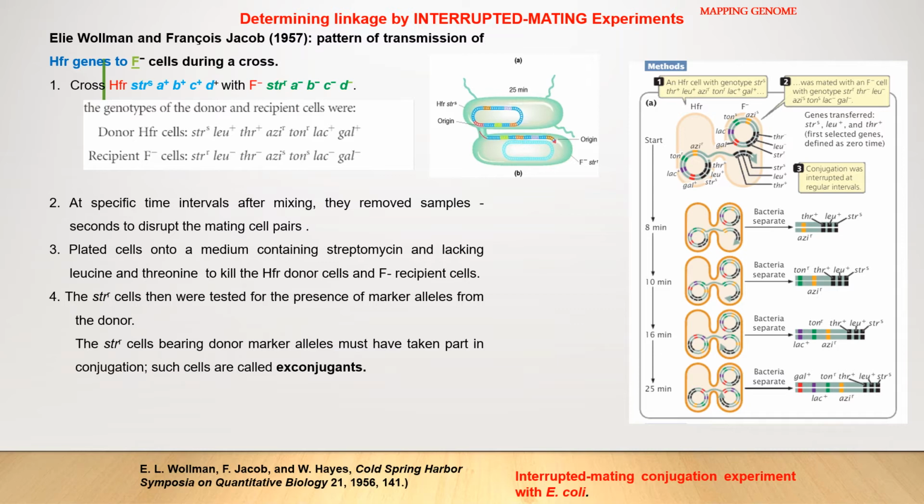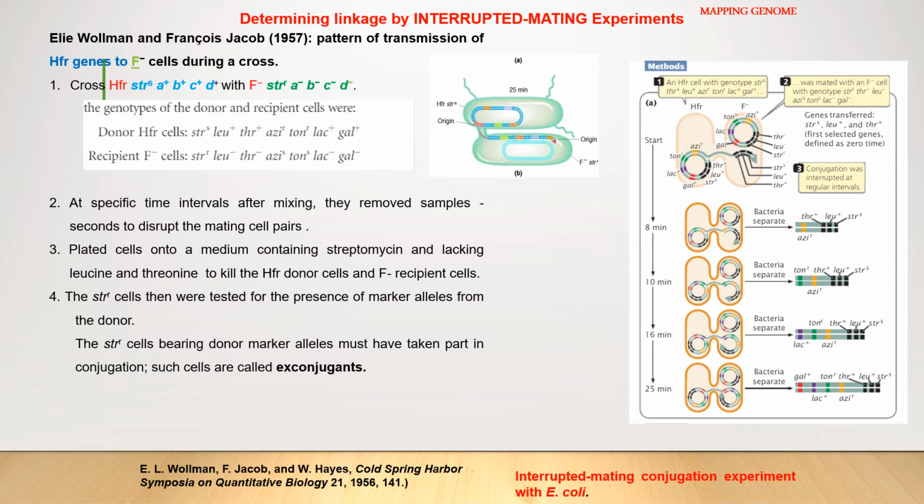The Hfr donor cells and the recipient F- cells would not grow in this medium, as Hfr cells are sensitive to streptomycin and recipient F- cells are auxotrophic for leucine and threonine. Only the cells that underwent conjugation and received leucine and threonine would survive in the selective medium. These cells were then tested for other genes that might have been transferred from the Hfr strain.